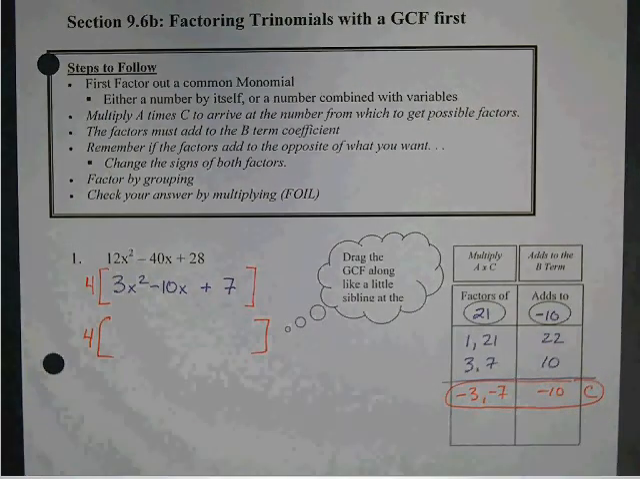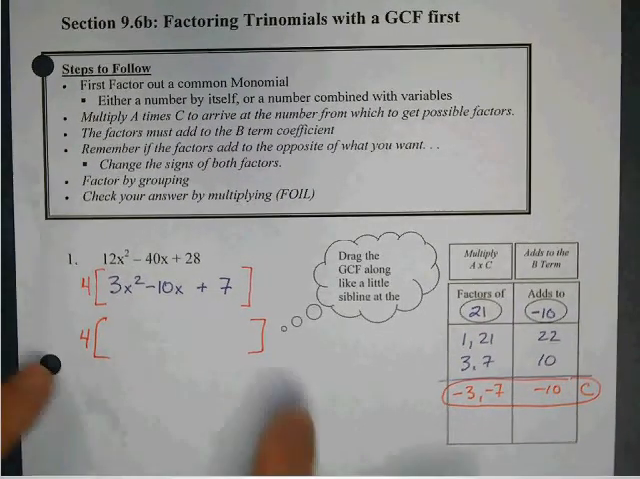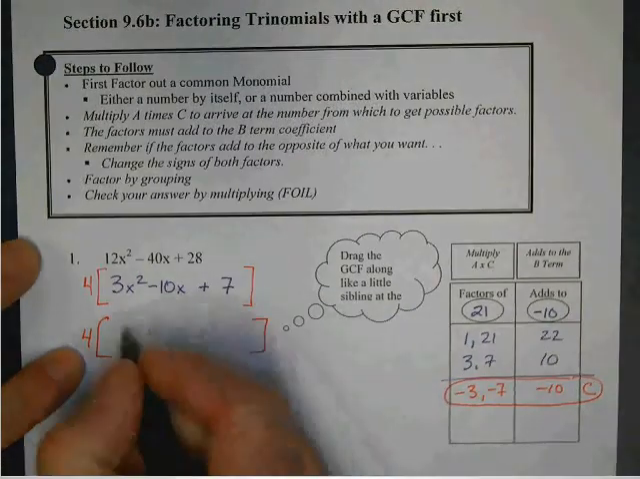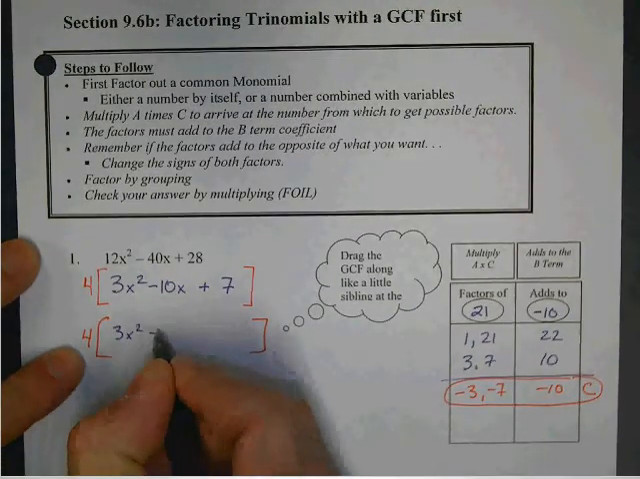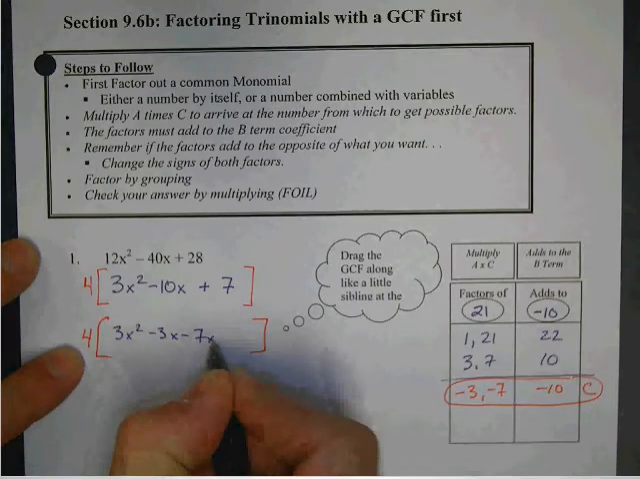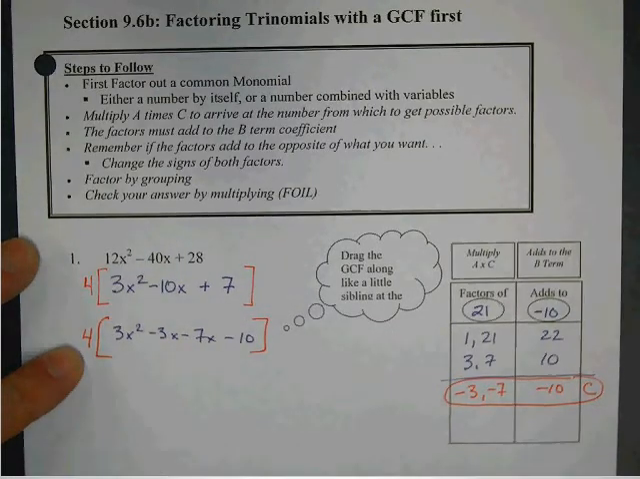Now, let's do the problem normally. But make sure we drag that 4 along. It has no implications to the problem, except that we need to pull it along. Everything else happens inside these brackets. So here we go: 3x squared minus 3x minus 7x minus 10.